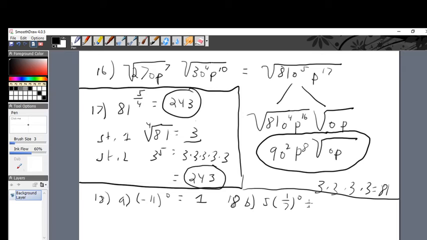Okay, we talked about PEMDAS. You have to worry about exponents first. So let's do the exponent first before you do any multiplication. So 1/7 to the 0 power is 1. So I've got 5 times 1 going on over here because anything to the 0 power is 1. And 5 times 1 is 5. So the answer is 5. That's the story. Nothing more complicated than that.